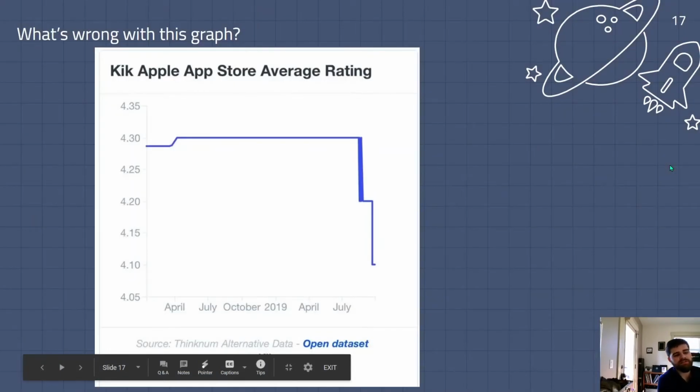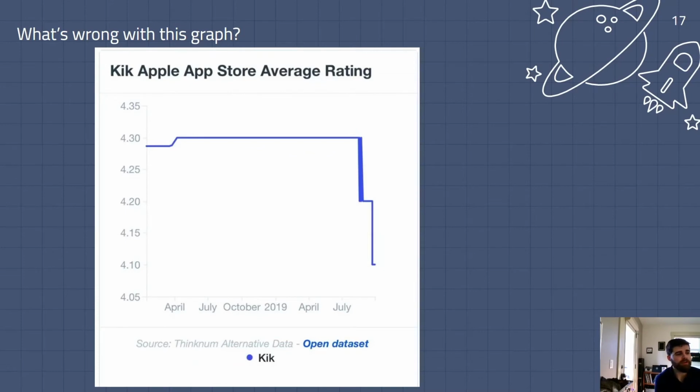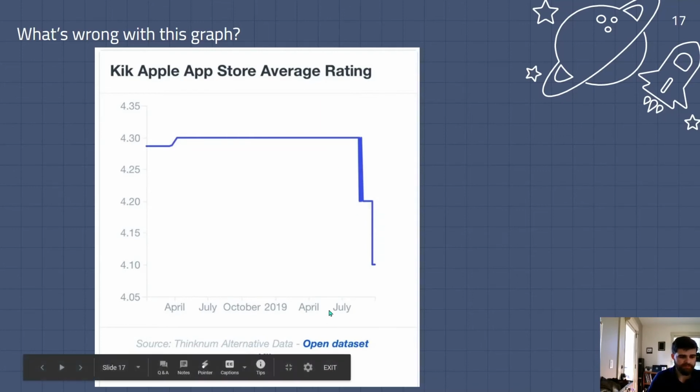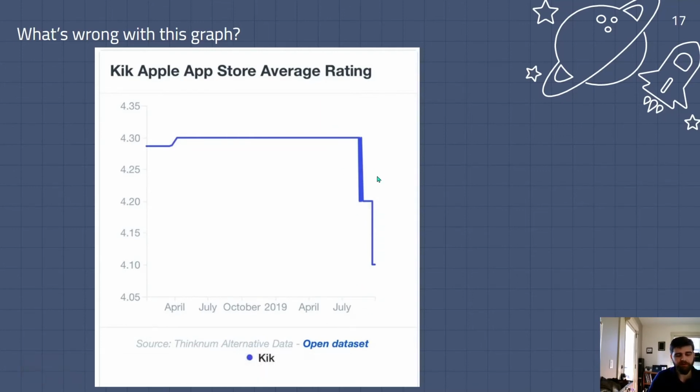All right, so let's take a look at some wrong things to do when you're making a graph. For example, here is a graph of the ratings for Kik, which is an app. And you can see that there was a decline in the user ratings at some point in this summer or whatever. But this graph's a little misleading.